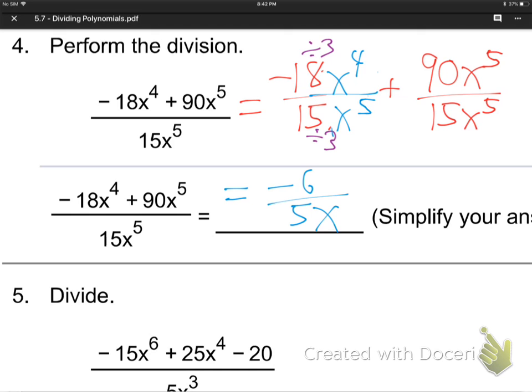Okay, next fraction. Plus, now, on this one, 15 just straight out goes into 90, doesn't it? 6 times. 6. Okay, and what happens with the x to the 5th over x to the 5th? They cancel. Just bye-bye. It's just 6. And so there's the answer. Minus 6 over 5x plus 6.